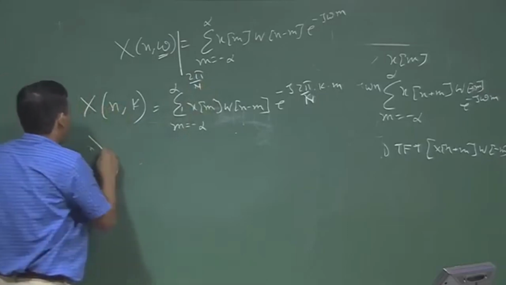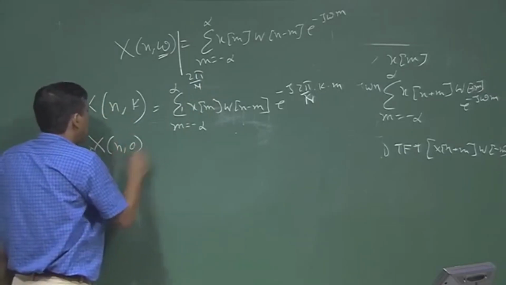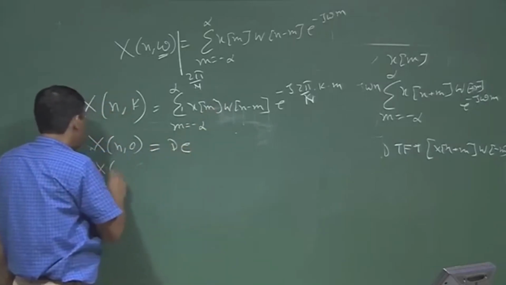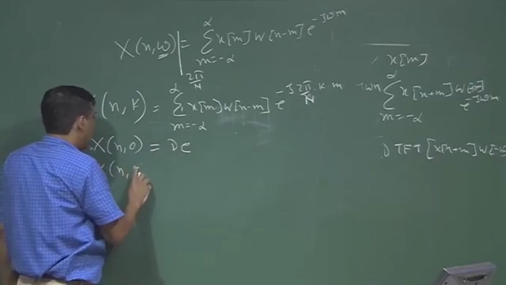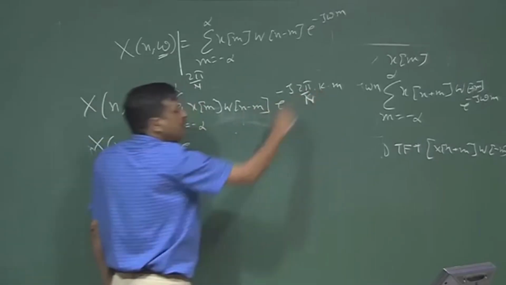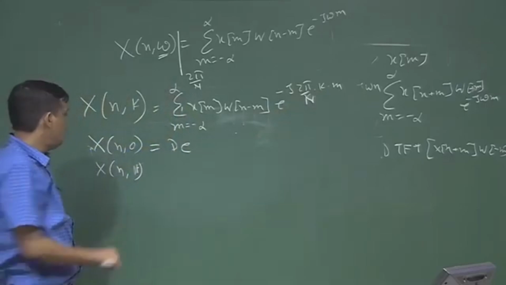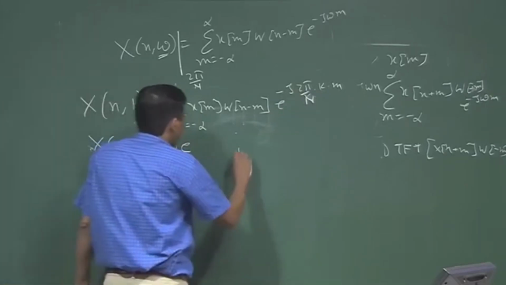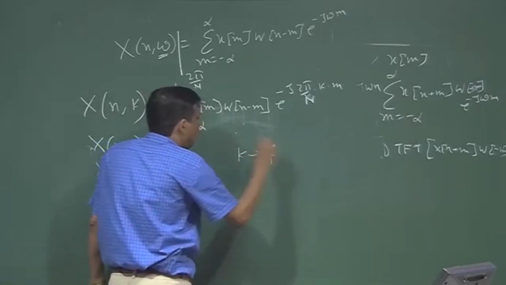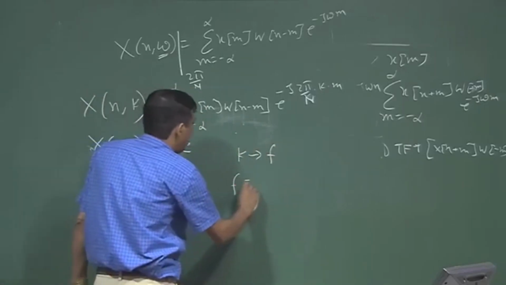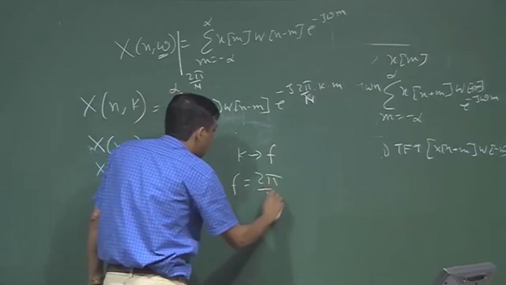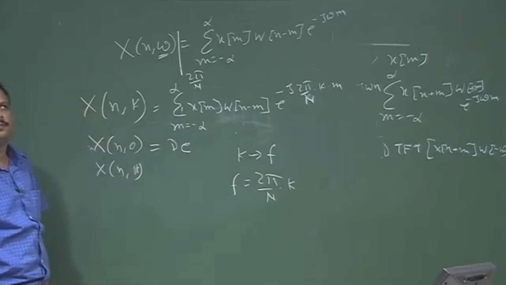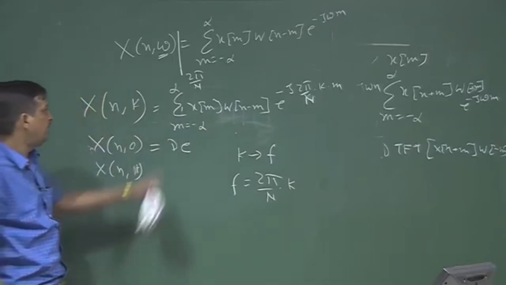So, X(n, 0), the first component, is nothing but the DC. The second component is k equal to 1, so instead of k I put 1, the first frequency; then the second discrete frequency, third discrete frequency. So, k has a relationship with the analog frequency f. F is nothing but 2 pi by N, the resolution, into k. So, this is discrete frequency.